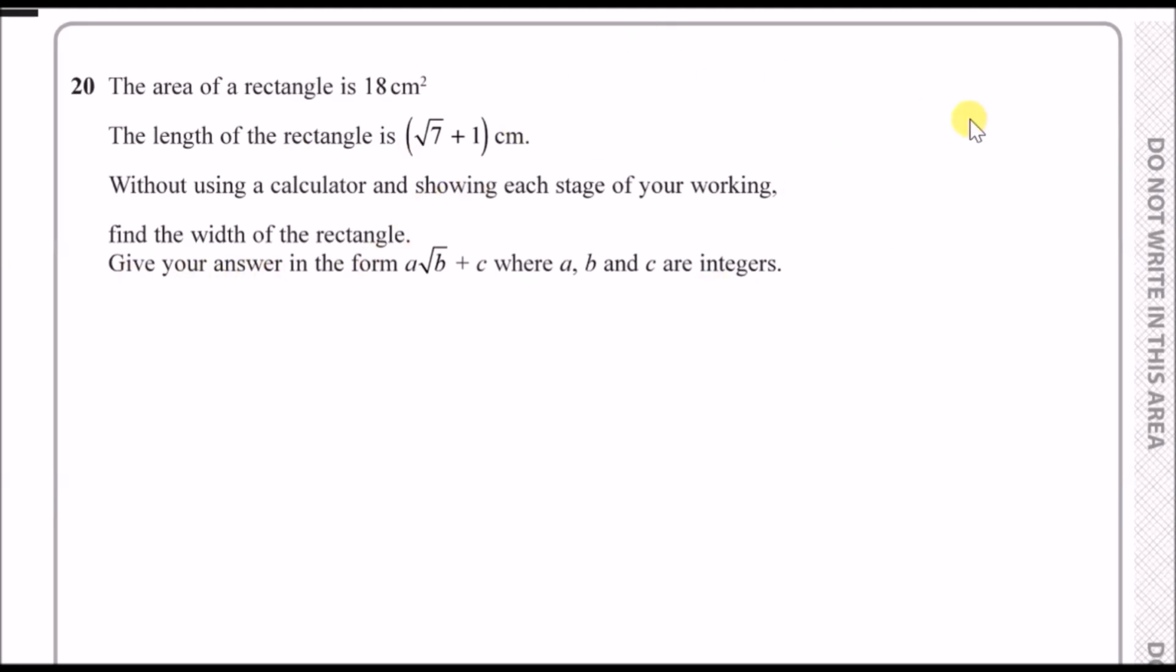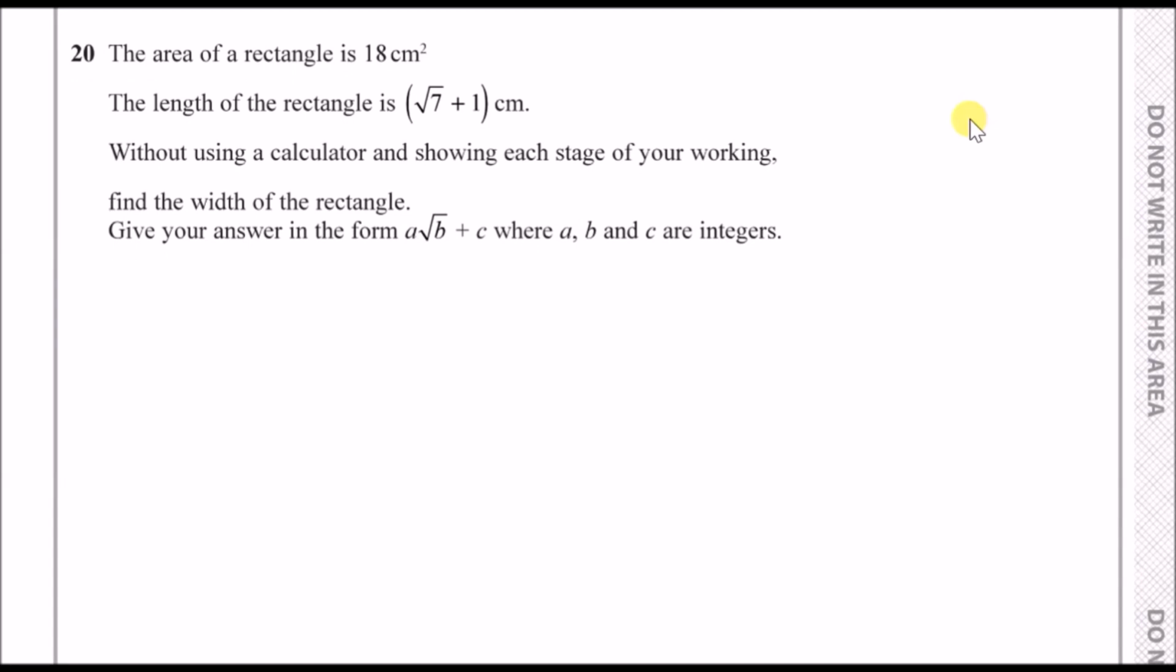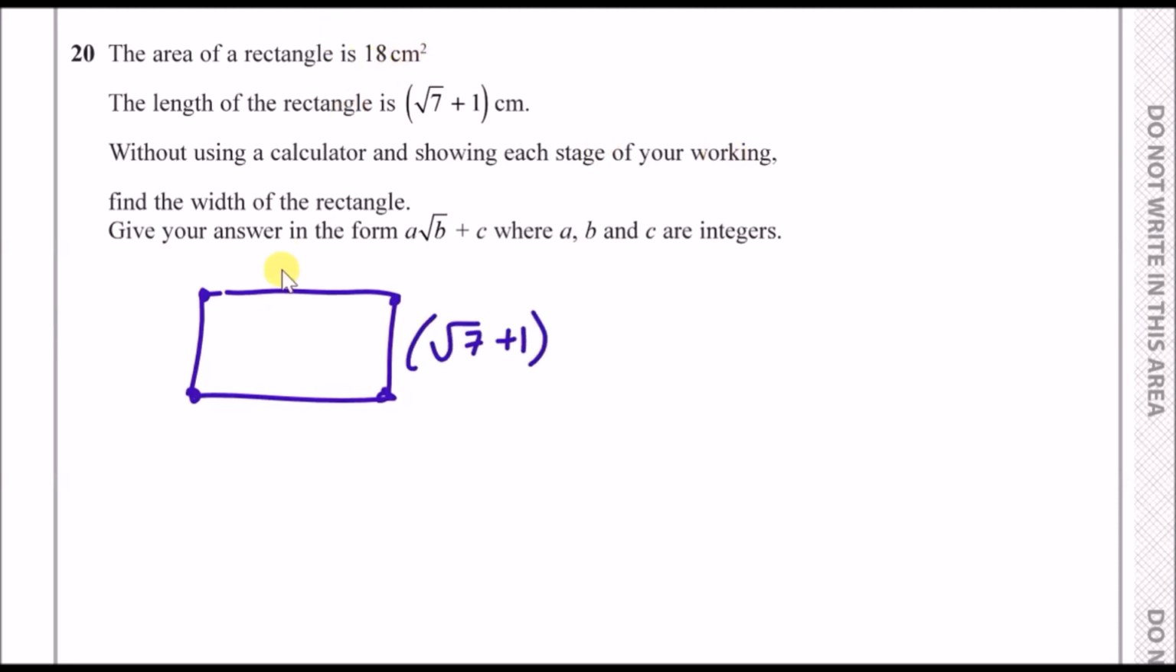Okay. So you've got a rectangle problem. So what I would recommend, guys, is firstly sketch the rectangle. So draw something like this. Label one of its lengths. So the length was root 7 plus 1. So that goes here. Root 7 plus 1. And we know the area of this rectangle is 18. So write 18 inside. And they want us to find the width. So let's call that W.